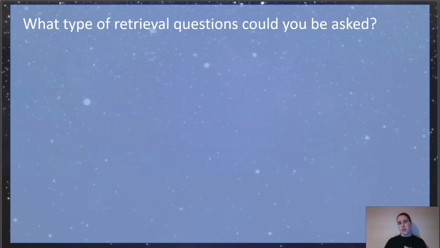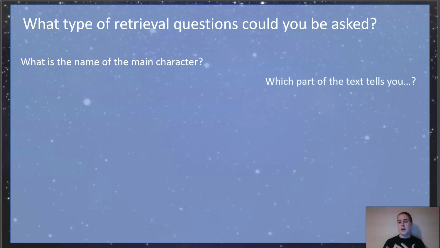So let's have a look at the different types of questions you could be asked. I know we've looked at some of these before because last week we did our 5 W's, and that's one of our question styles. We're going to do a different one today. But here's an example of some of the questions. What is the name of the main character? Simple. Which part of the text tells you? This could be about feelings or emotions of a character. How does the main character behave, speak, or look? That's quite a good one.